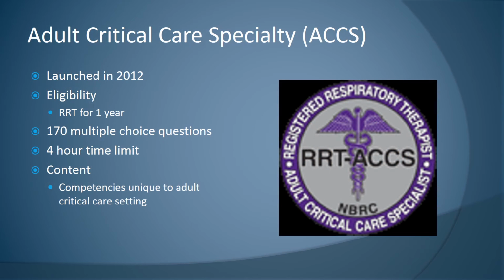And the next one is rather new, the Adult Critical Care Specialist, or the ACCS. So the eligibility for this is you got to have your RRT and you got to have it for a year. No CRTs can sit for this examination. So this is a big one, 170 multiple choice questions, and you have 4 hours to take it. And this examination is going to be focusing on questions related to providing respiratory care in the adult critical care setting. So these are all going to be ICU type questions.